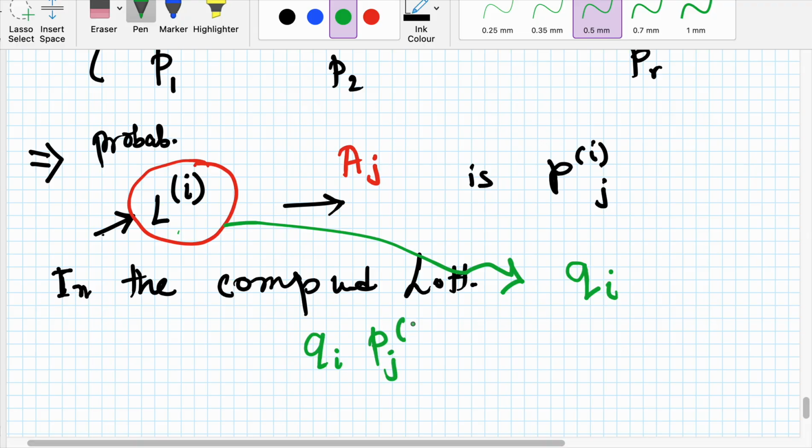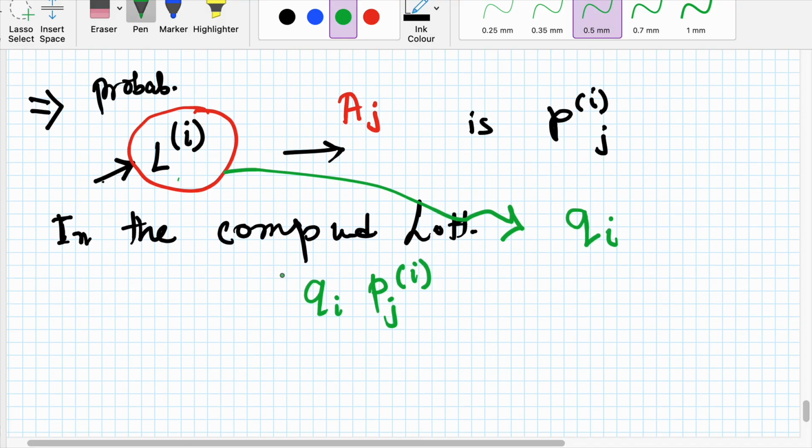Now AJ can occur in every lottery, in every I. So if I sum over I, I will get PJ. This PJ will tell, according to the probability law, the probability that in the final prize I will get AJ.